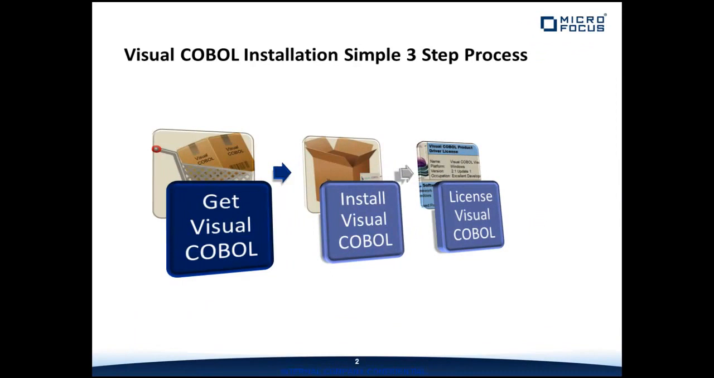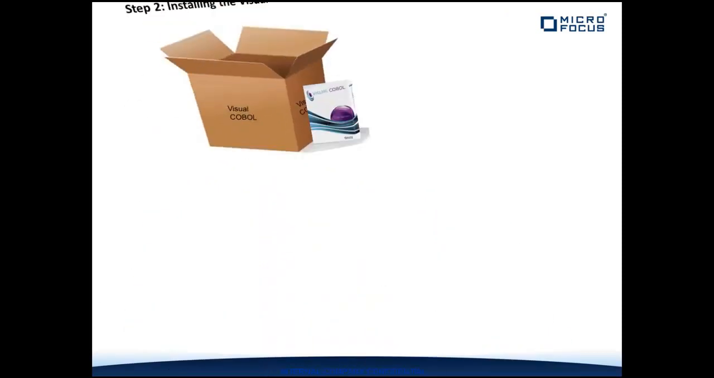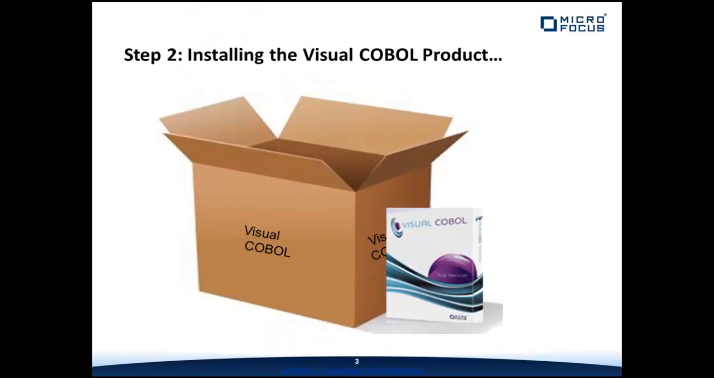Installation is a three-step process. If you do not currently have the Visual COBOL software installation package available to you, then please watch the Visual COBOL in a Nutshell presentation entitled Getting the Visual COBOL Product, which covers step 1 of the process, ordering and downloading the software that you require. After downloading the required software, you can move on to step 2, installing the Visual COBOL product.